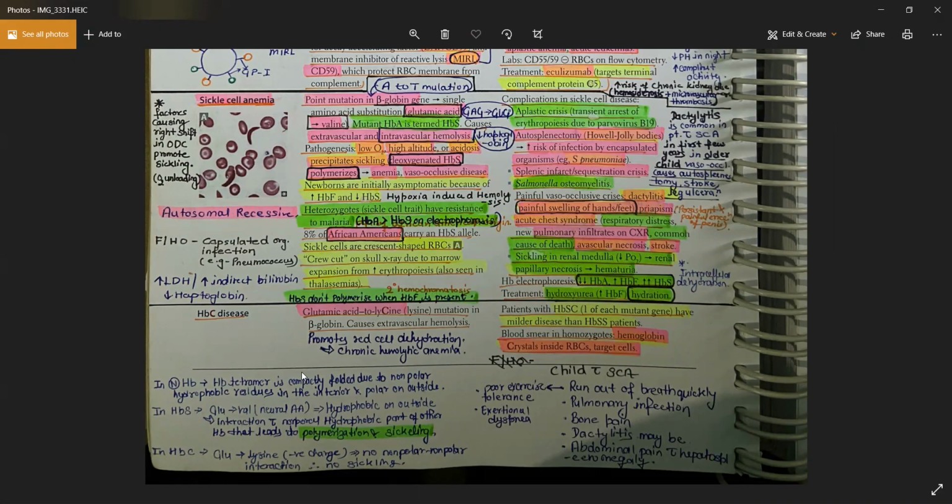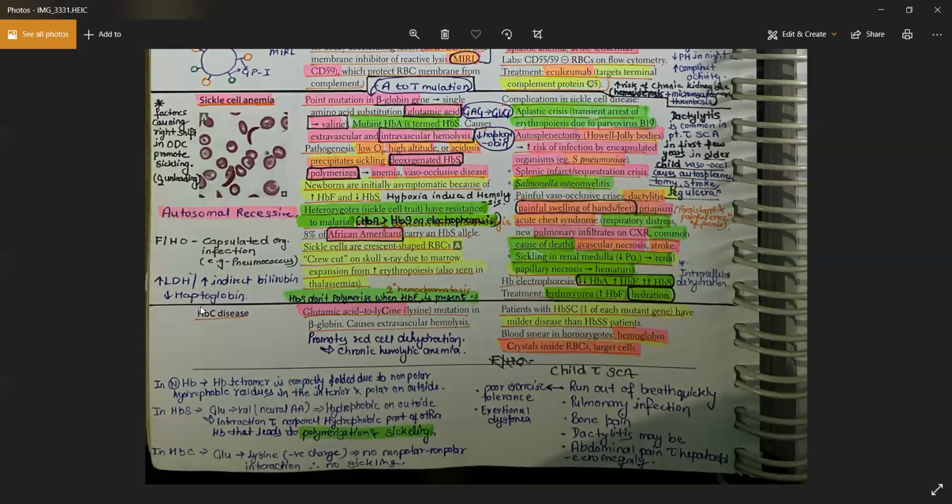Okay, you have the crystals inside the cells, as well as the targetoid cells in case of HbC. So whenever you encounter a question in Step 1 having targetoid cells along with some crystals, that means it is HbC disease. Targetoid cells without crystals could be sickle cell anemia, but targetoid cells with crystals are always HbC disease. Any doubt on that?